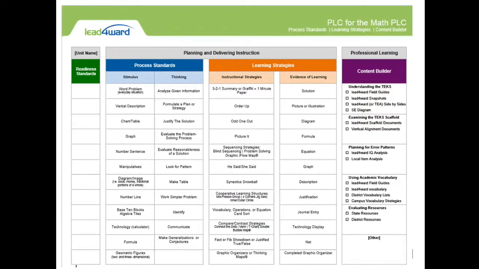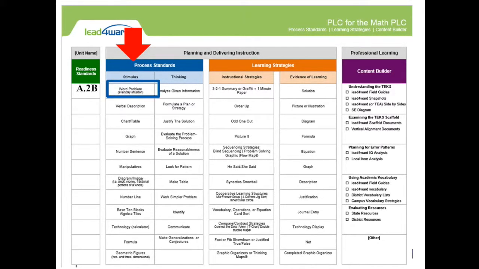The Now What piece of the PLC curriculum preview starts with using the PLC for the Math PLC page as a tool for creating lessons. Classroom instruction will move to a higher level of understanding as well as offer opportunities for students to transfer information. Take time now to discuss the hotspot A.2b and which stimulus could be used to address the TEK.